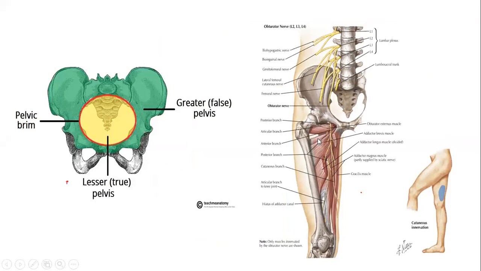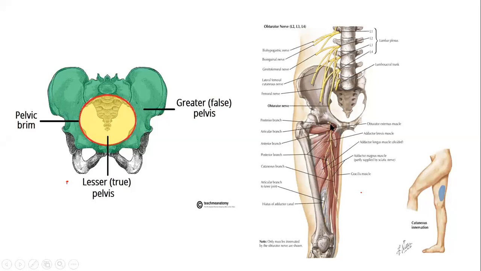Obturator nerve gives off two main branches, anterior and posterior, out of which the anterior branch is the largest as compared to the posterior branch, which is smaller. Anterior branch runs between the adductor brevis muscle. Here you can see in this diagram, this is adductor brevis, and adductor longus muscle. Here in this diagram, you see the cut sections of the adductor longus muscle.